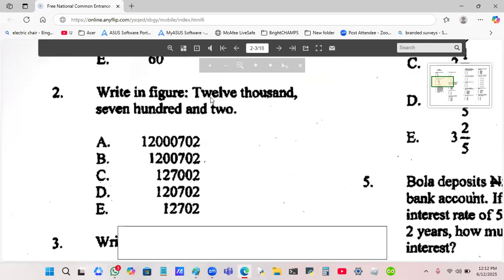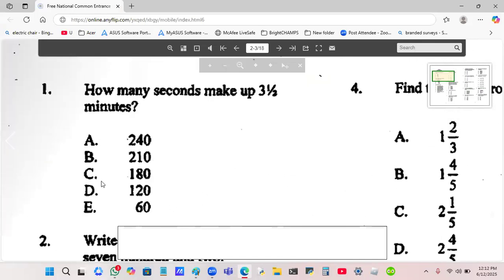12,702. I didn't write anything. We didn't write anything. We just put the answer straight for number one. Or did I explain it? Did you hear me when I explained it? You only explained it, and you didn't even write anything on it.